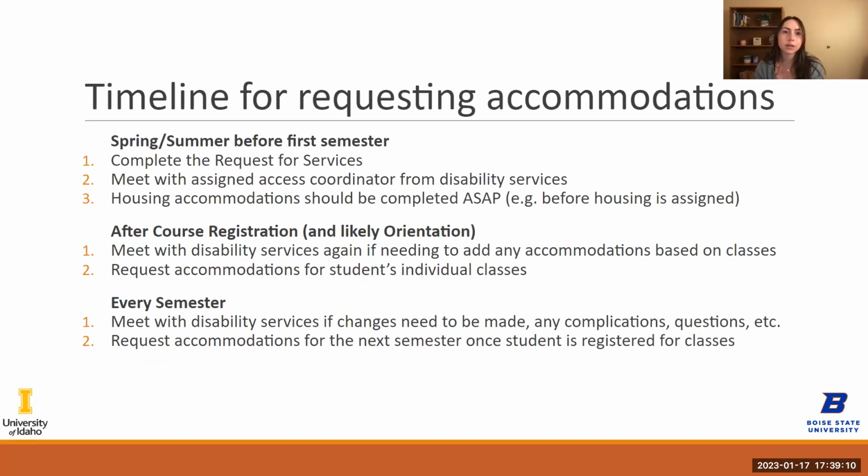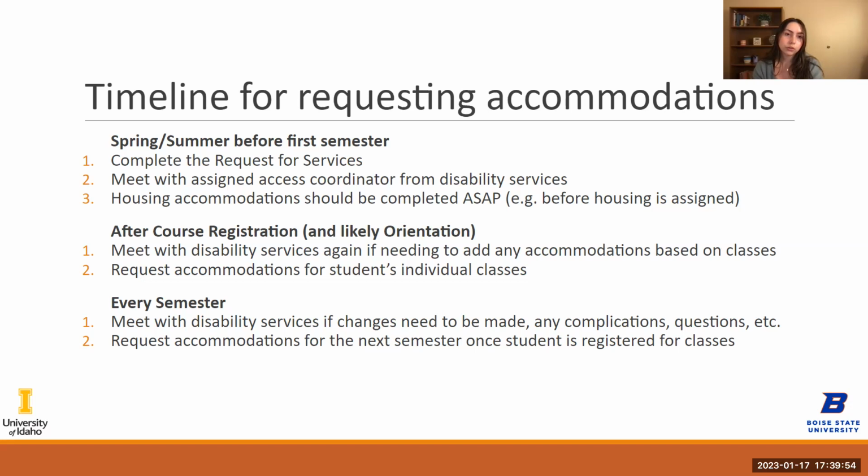So now the timeline for requesting accommodation. The spring or the summer before the first semester, the request for services form needs to be completed, as well as documentation should be submitted. And then meeting with the student's assigned access coordinator from the school's disability services center, which happens close to the time when the request for services form is submitted and processed. Takes a few days to do it, but they're always assigned, and then they can schedule an appointment. And then housing accommodation should be completed as soon as possible before housing is assigned.